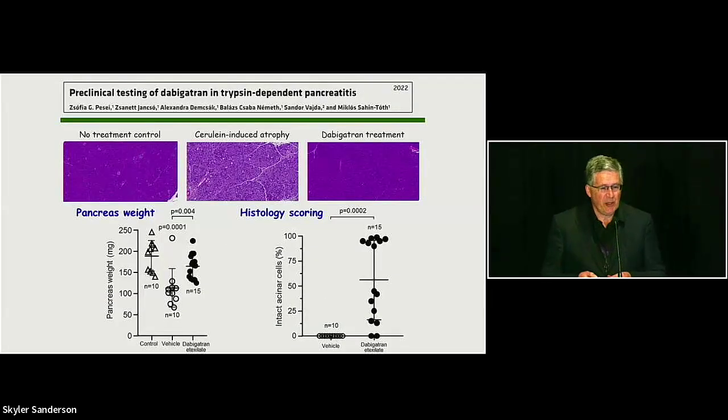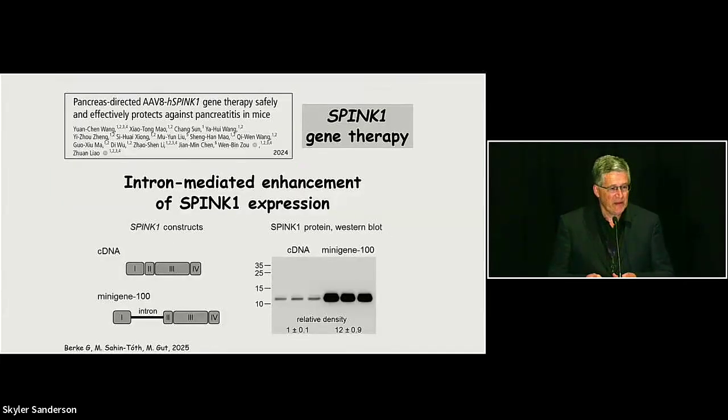So this was our dabigatran study from 2022, and it would be very nice to think about whether a clinical follow-up in terms of a clinical trial is feasible, to see if dabigatran would prevent recurrent attacks. It was shown here that in a cerulein-induced atrophy model, dabigatran treatment partially or fully protects the pancreas against damage. And again, similar results have been described by Bo and G's group.